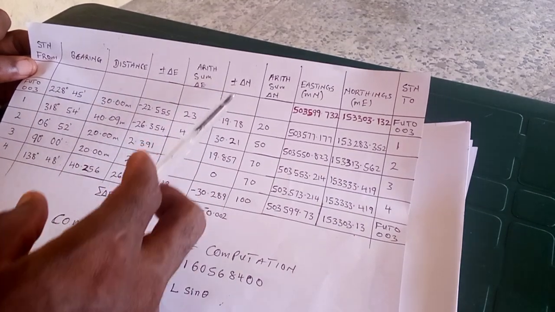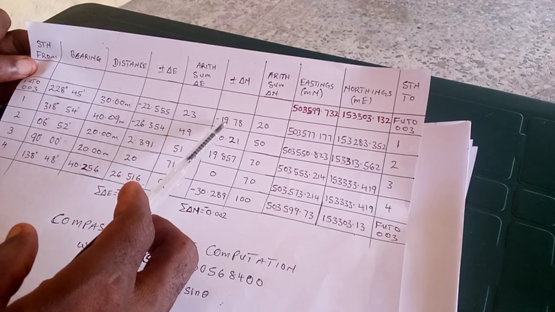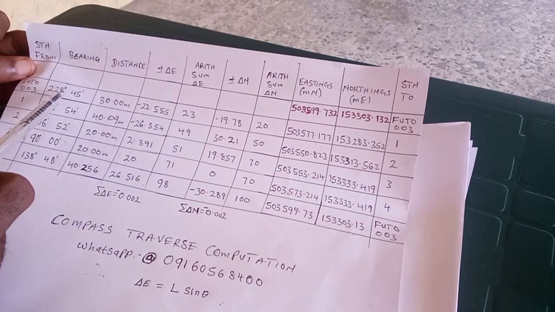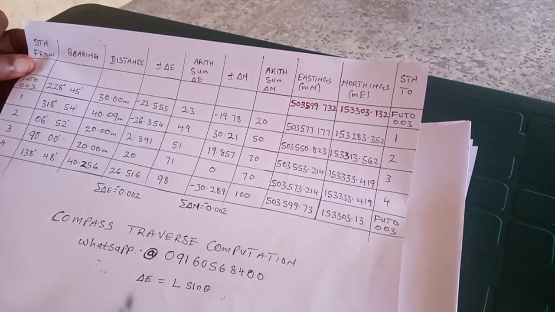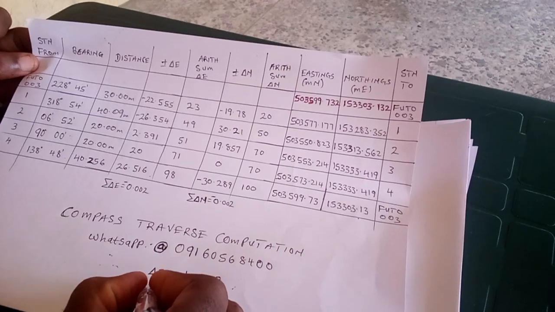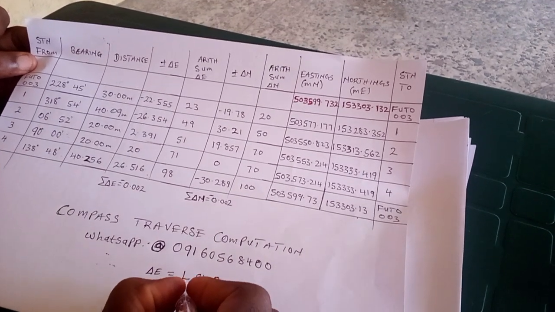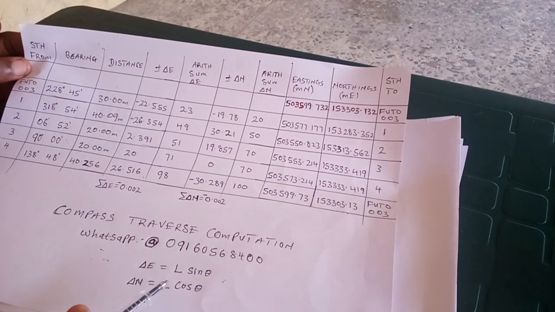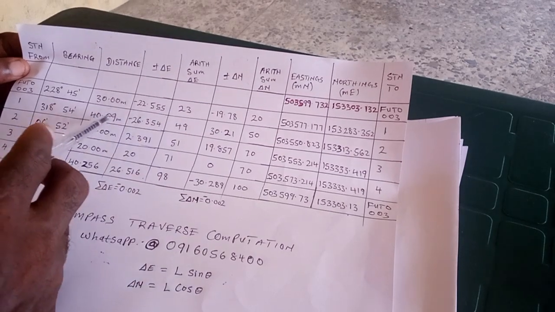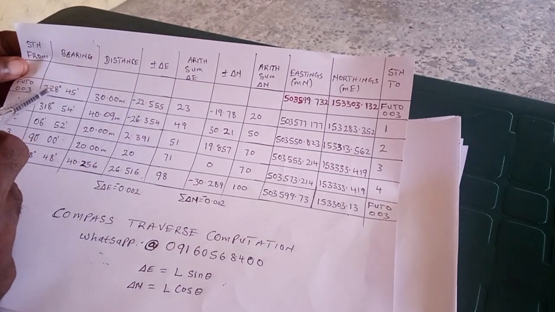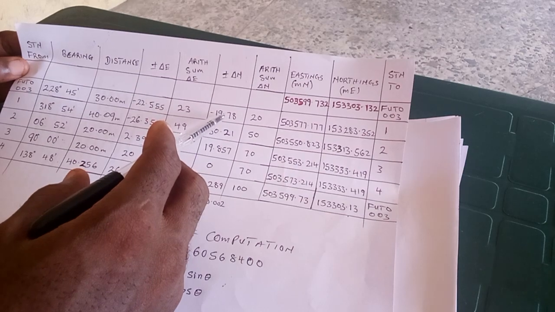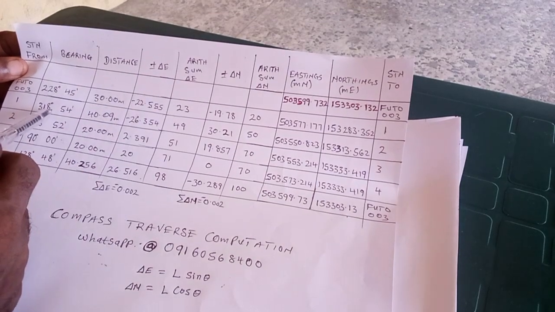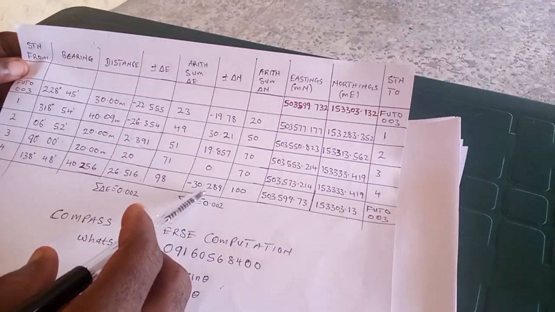So we want to get the partial nothings, that is the delta nothings. So all you have to do is distance multiplied by the cos. In this case it is cos. To have the delta nothings, delta nothing is given as L cos theta. Alright, so this is how you are going to use it. So L cos theta. So when you do distance multiplied by the cos of this bearing, you will have the delta nothings. Remember, put the sign. In this case, you do distance multiplied by the bearing, you have this. The same way you are going to do for the rest of the stations.